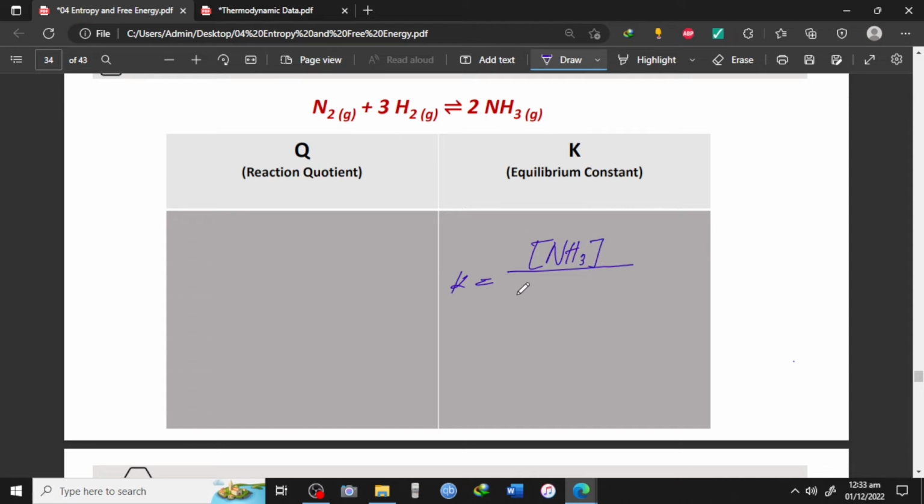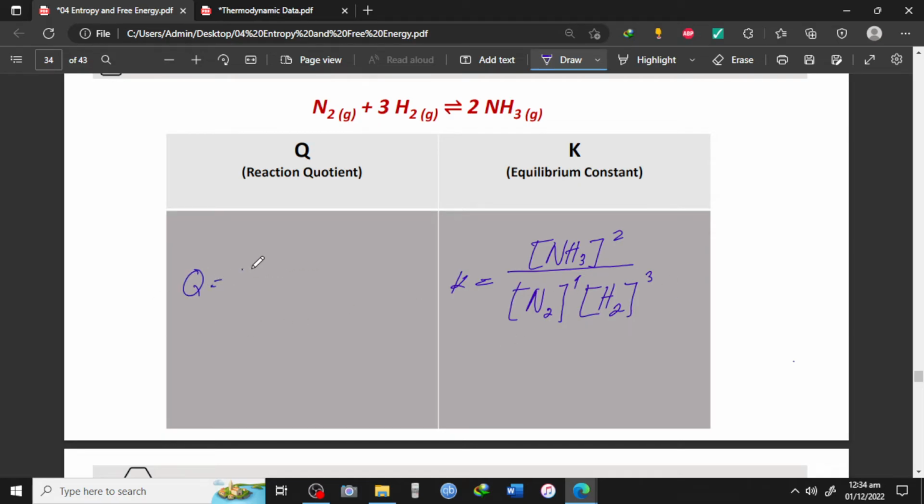Ngayon, sa reactant natin, meron tayong si nitrogen gas. And then, sinong isa? Si hydrogen gas. Okay? Ngayon, i-raise natin sila sa stoichiometric coefficient nila. So, for ammonia, raised to 2 siya. For nitrogen, raised to 1. And for hydrogen, it should be raised to 3. So, this is 1 and this is 3. Ganun lang yan. Ganun din sa Q.